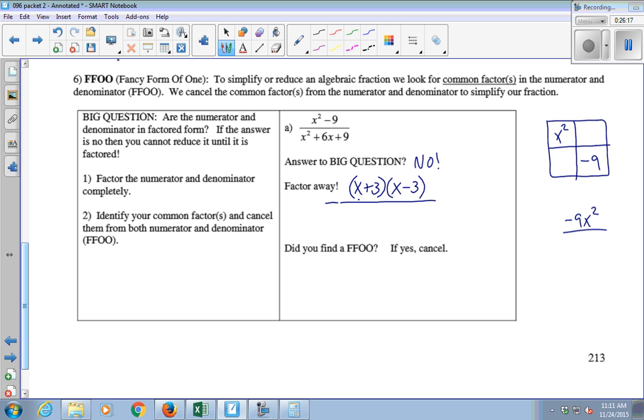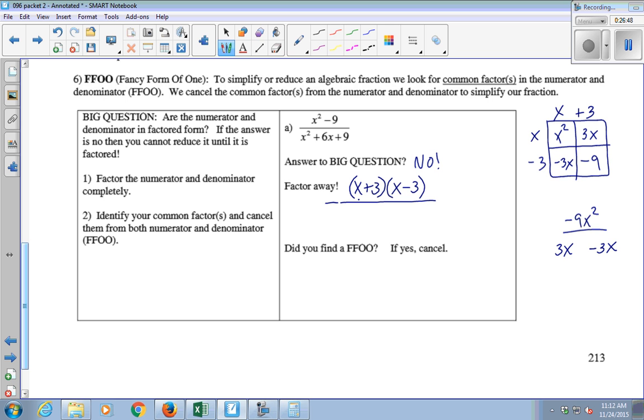Okay, so I could use 3x and negative 3x. They multiply to negative 9x squared, but they add to 0. So look at the first row, pull out the GCF. You pull out an x. X times x is x squared, and x times 3 is 3x. And x times negative 3 is negative 3x. So you have x plus 3, x minus 3.